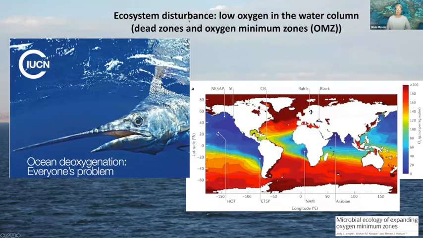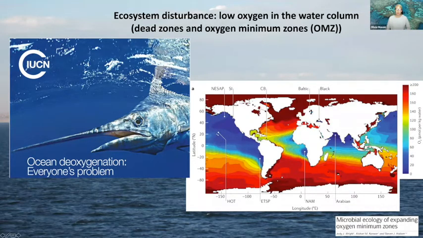Okay, so the ecosystem disturbance that I'm going to talk about today is low oxygen in the water column. So you could also refer to these as dead zones and oxygen minimum zones, or OMZs. I like this because this really captures it well. Ocean deoxygenation, or the loss of oxygen, is everyone's problem, right? So this is from the tiniest microbes in the ocean to the largest fish in the ocean. So this is everyone's problem. This also impacts the terrestrial environment, right? There's a real consequence to ocean deoxygenation, which we're going to talk about.